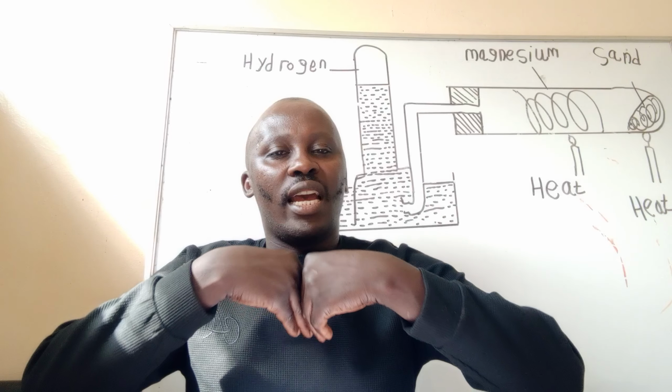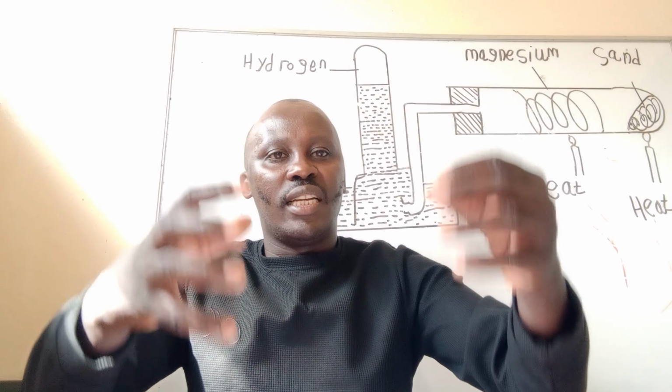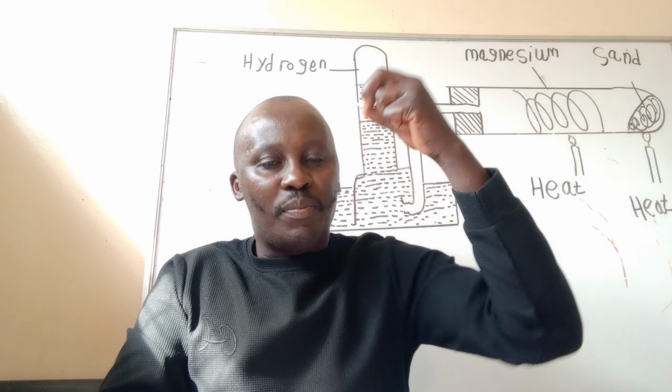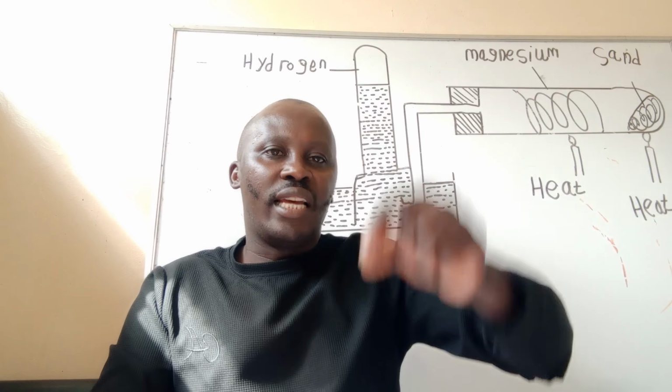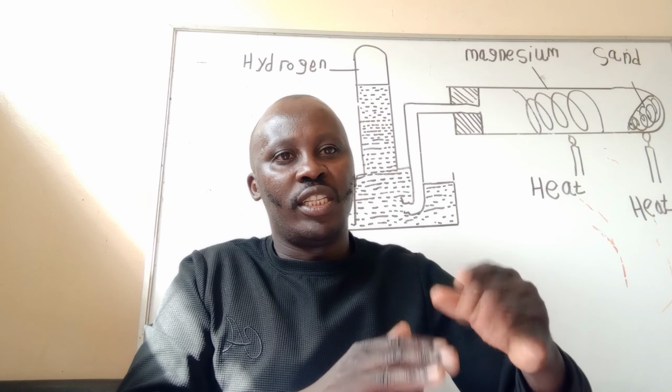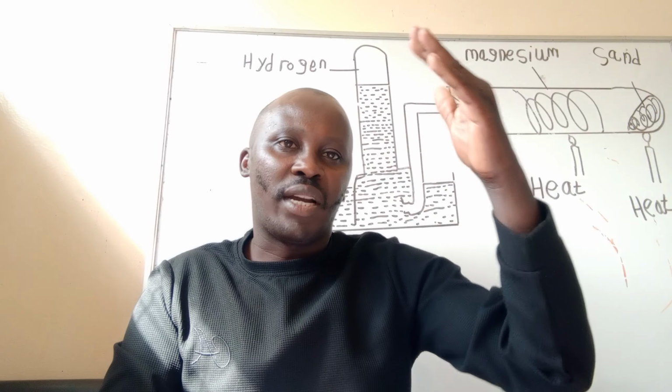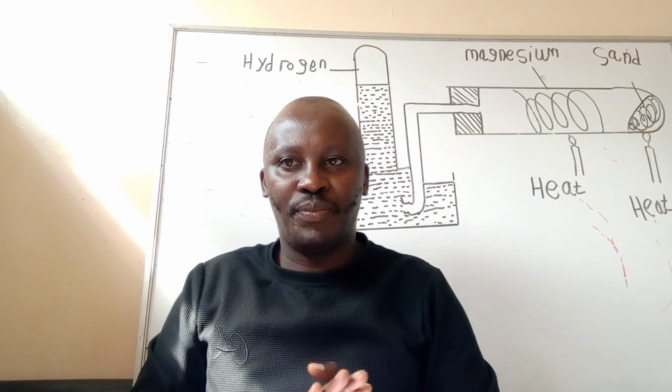In this experiment, where a magnesium ribbon reacts with the steam to generate hydrogen gas, the magnesium burns with a bright white flame, and then it produces a white solid. The white solid is just magnesium oxide.